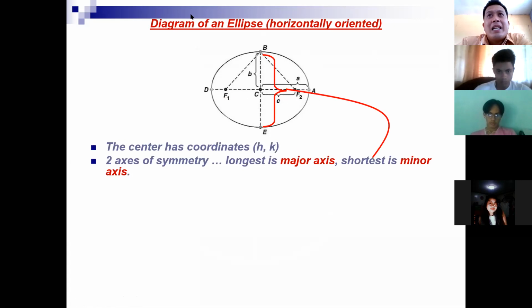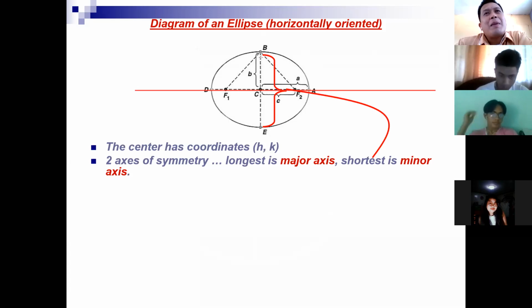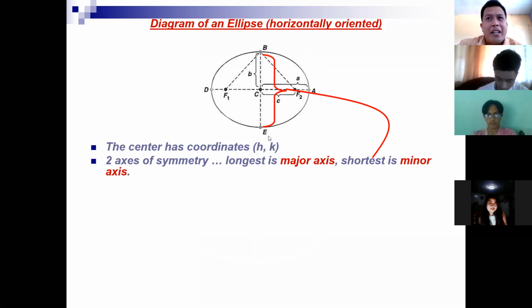By the way, class, this line here, let me draw a line. If I'm going to draw a line from here until there, that's the principal axis. Get it? The principal axis passes through your ellipse. But the distance alone of your B to E is the minor axis, and the distance of D to A is the major axis.